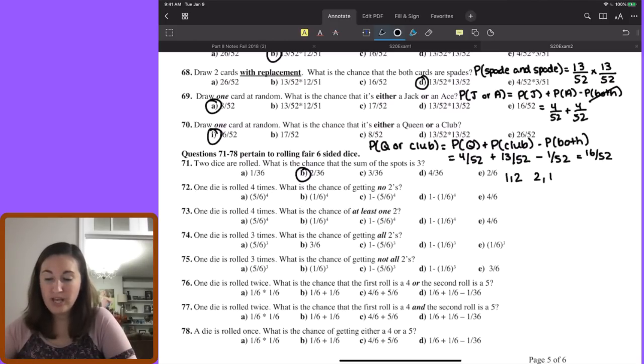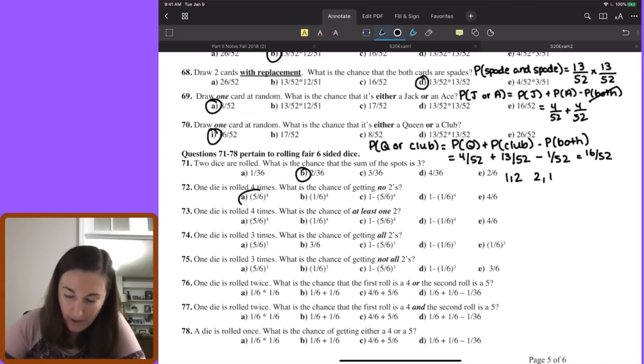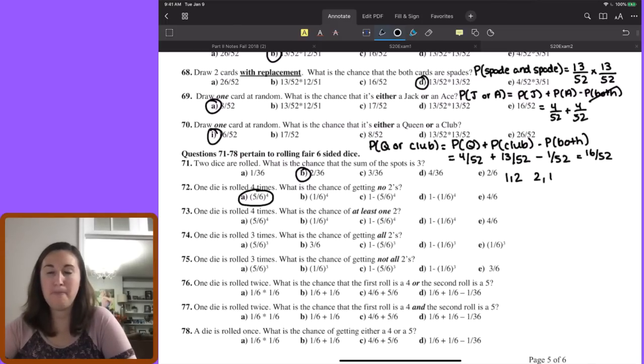1 die is rolled 4 times. What's the chance of getting no 2s? So I can get anything except a 2. So the chance of not getting a 2 is 5 out of 6, right? And I want to do that 4 times. 1 die is rolled 4 times. What's the chance of getting at least 1 2?